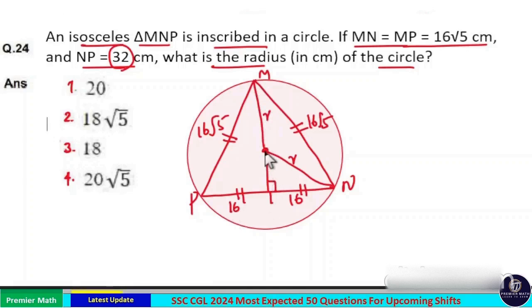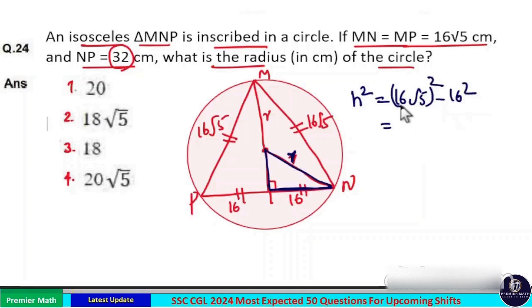Now, if you take this triangle, you can find the radius R from it. But before that, we have to find out what is the height of this triangle. So h square is equal to, from this larger triangle, h square is equal to 16 root 5 the whole square minus 16 square.